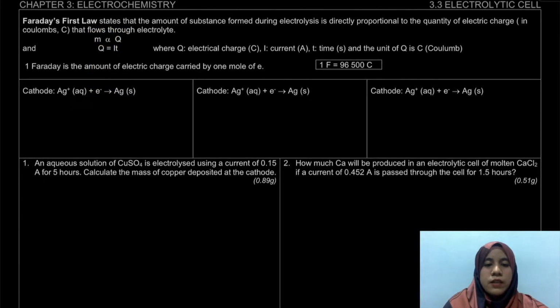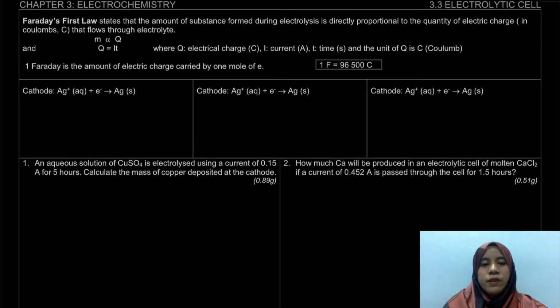How to calculate the electric charge Q: Q is equal to IT, where Q is the electric charge, whose unit is coulomb, I is the current, whose unit is ampere, and T is time. Time must be in seconds. Remember the unit of Q is C, coulomb.